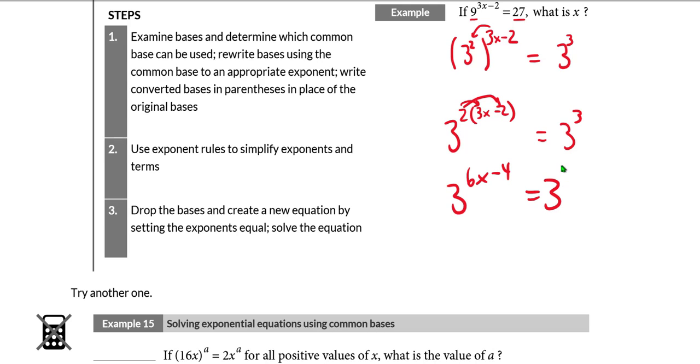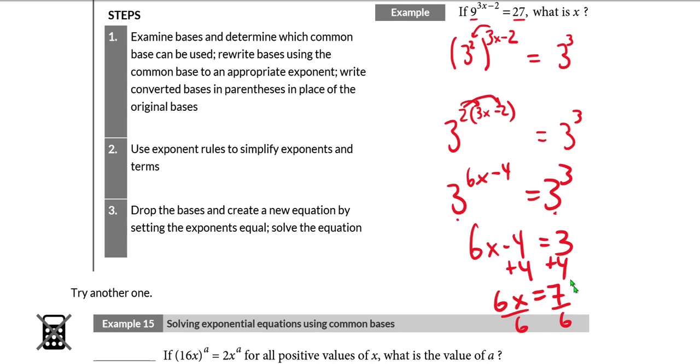And now I have, of course, the same or common base on each side. I can apply my drop the base rule, set the exponents equal to each other. 6x minus 4 equals 3, plus 4 plus 4. I get 6x equals 7. I divide both sides by 6, and I get x equals 7/6.